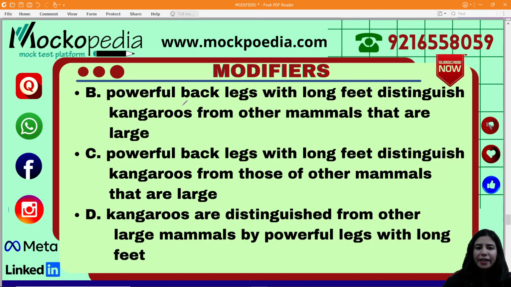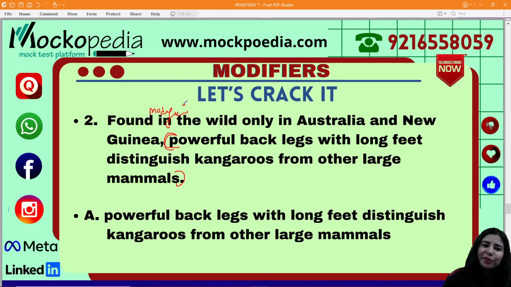I'll change the slide so that you can explore the rest of the three options. I hope you have attempted. So let's try solving this together.